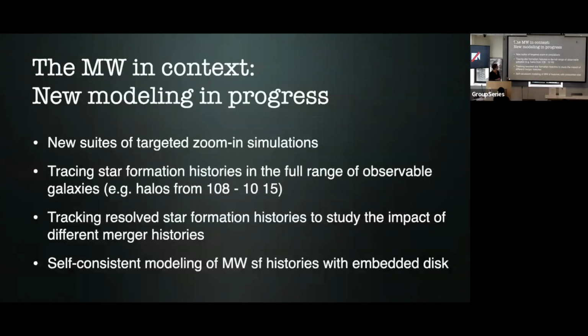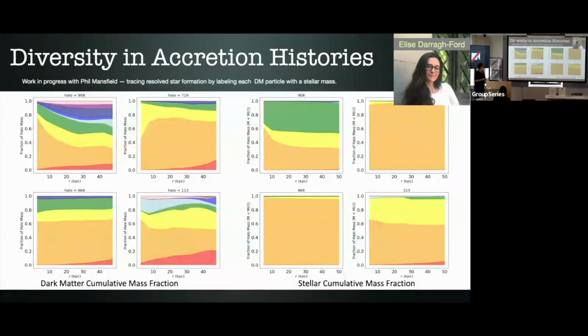So we have these new targeted zoom-in simulations. We can actually trace the star formation histories. And we're also working on tracking resolved star formation histories, like actually labeling each dark matter particle with a stellar mass to study the impact of different merger histories. And I think this will be really interesting to do in the context of those Milky Way-like simulations to try to understand this. And we have just one hint of a result that's new work. So Phil Mansfield is the person who's working on the star formation modeling, and Elise is working on the observational implications for this.